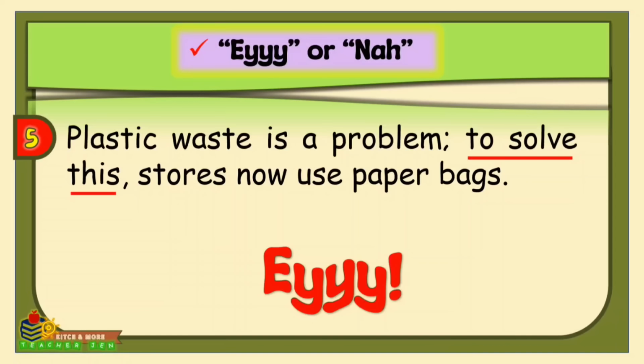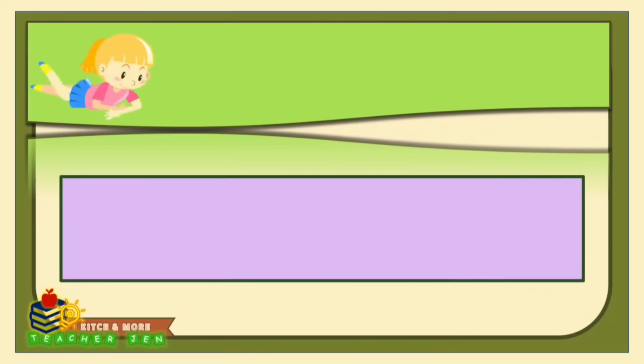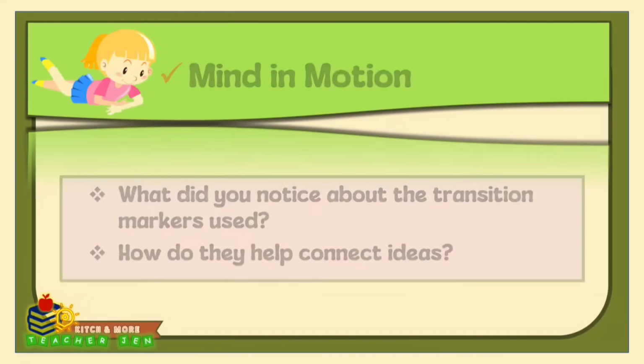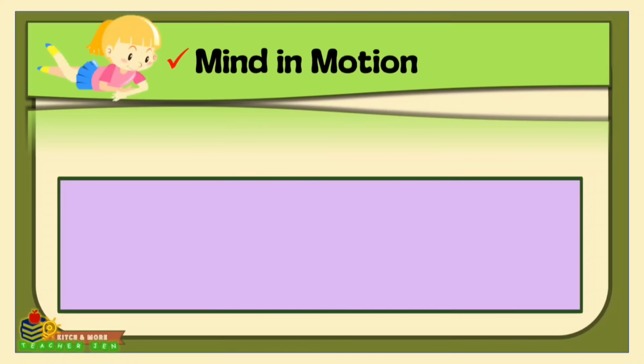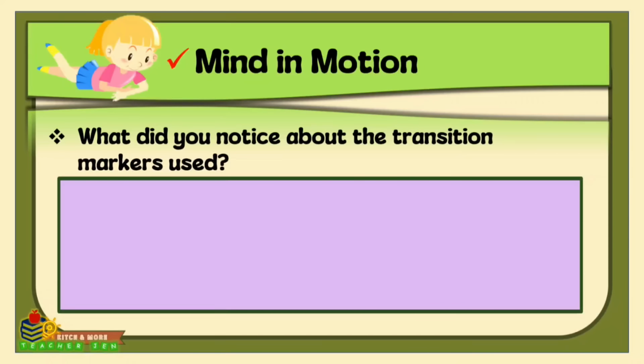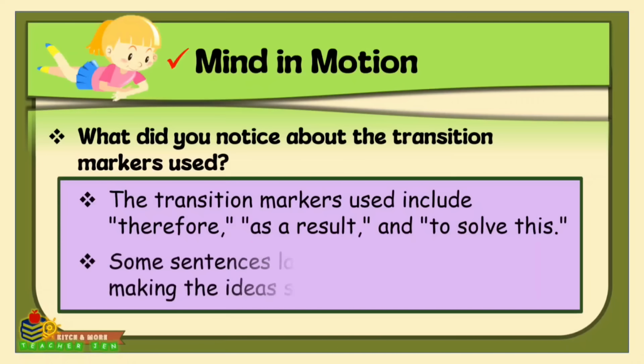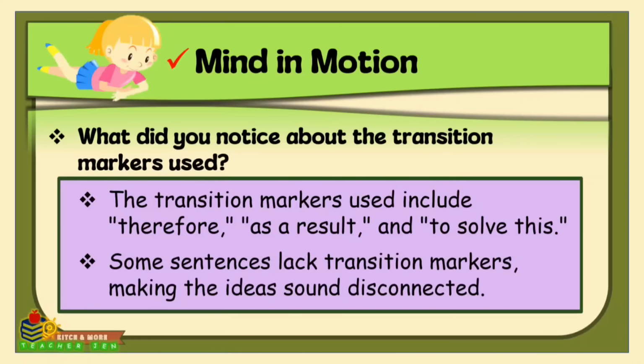That's very good. This time, let's process these questions. First, what did you notice about the transition markers used? Second, how do they help connect ideas? Okay, the first one is, what did you notice about the transition markers used? So, the transition markers used include therefore, as a result, and to solve this. Some sentences lack transition markers, making the ideas sound disconnected.